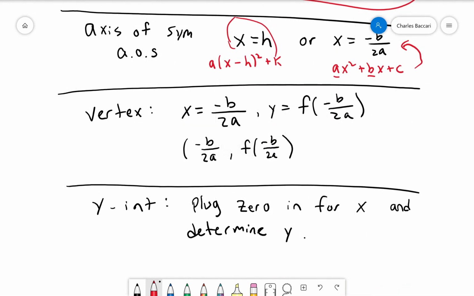So if we look, your x is negative b over 2a, that stays the same, and if you plug whatever value you get for x into f, the function itself, you will get what y is equal to, and then when you have that, you make an ordered pair out of it. I forgot the parenthesis. And once you make that ordered pair, the x value, the y value, you can figure out what the vertex is.